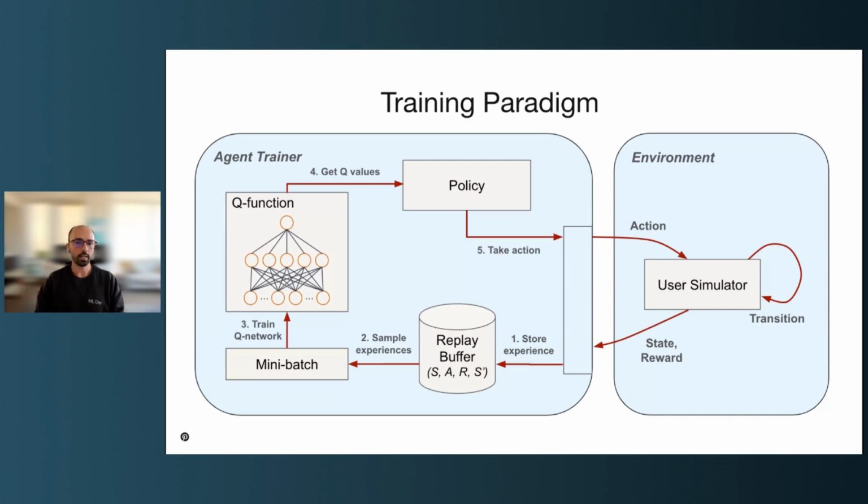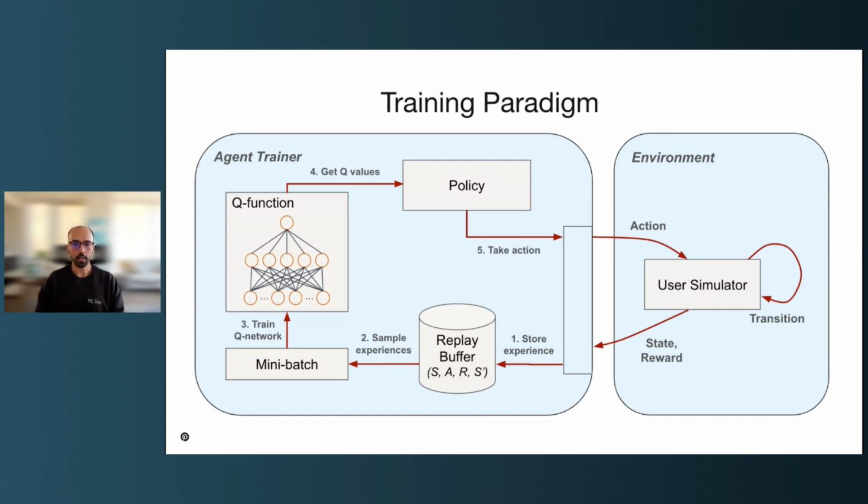The other solution is to simulate the user. So instead of interacting directly with the real user, we can simulate the user so that we can do that offline exploration and agent learning without impacting our real user. And that's what we end up going with. So we built a user simulator that, given an action and an initial state, will do the state transition and generate a reward, which it will give back to the agent trainer.